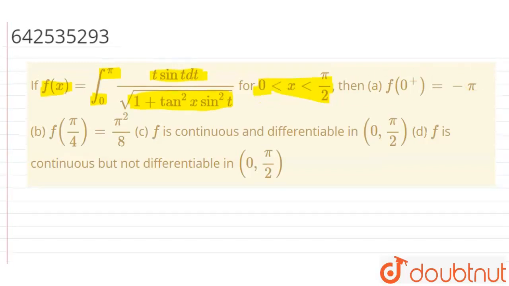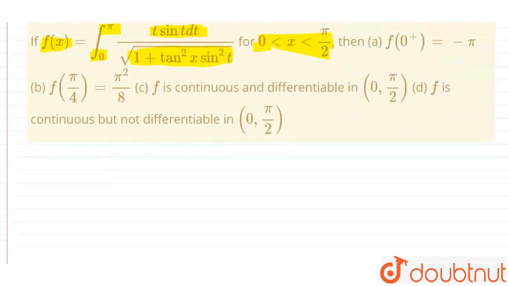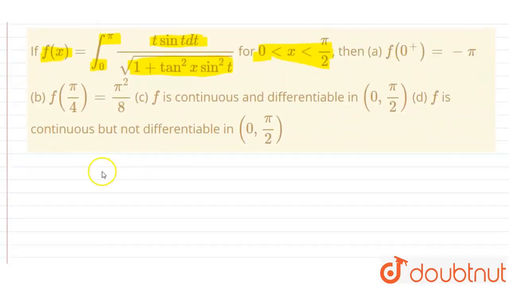Okay, so first we have to write what is given here. It is given that f(x) equals the integration from 0 to pi of t sin t dt divided by root under 1 plus tan square x sin square t. This is what is given in this question.